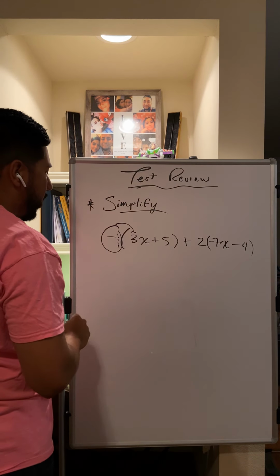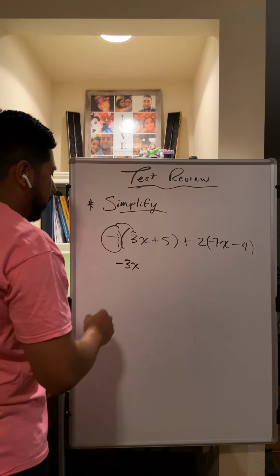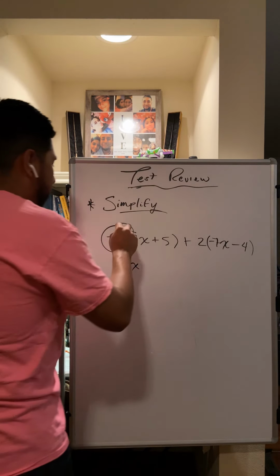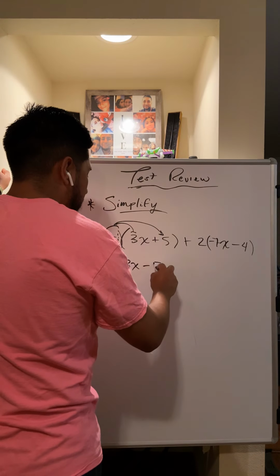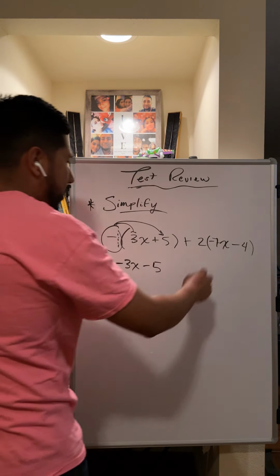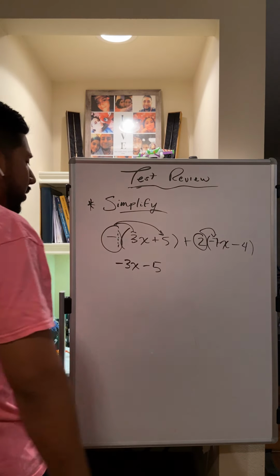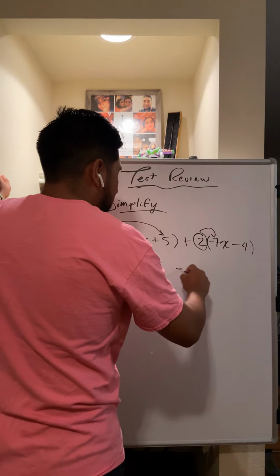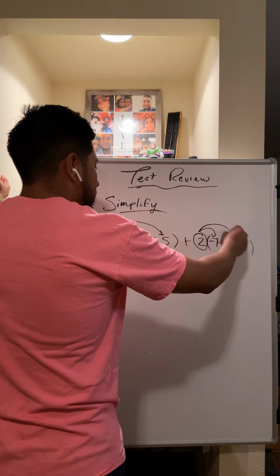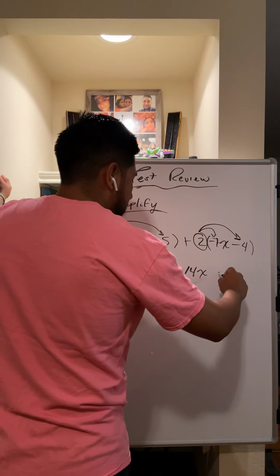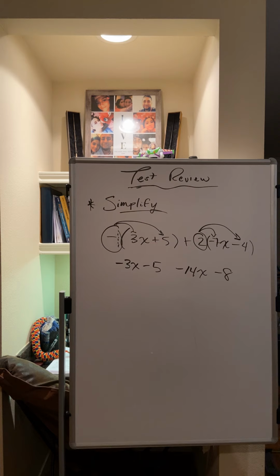Circle it up. Negative 1 times 3, negative 3x. Negative 1 times a 5, negative 5. To the next set. 2 times negative 7, sorry, negative 14x. 2 times a negative 4 is negative 8. We got all negatives here, so be very, very careful.